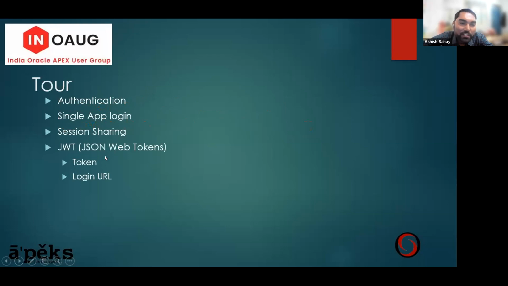So let's get on the tour. We'll go through authentication, check single app login, and try session sharing. Eventually we'll jump to JWT, JSON Web Tokens, which is a two-step process: tokenization first, and then the login URL.